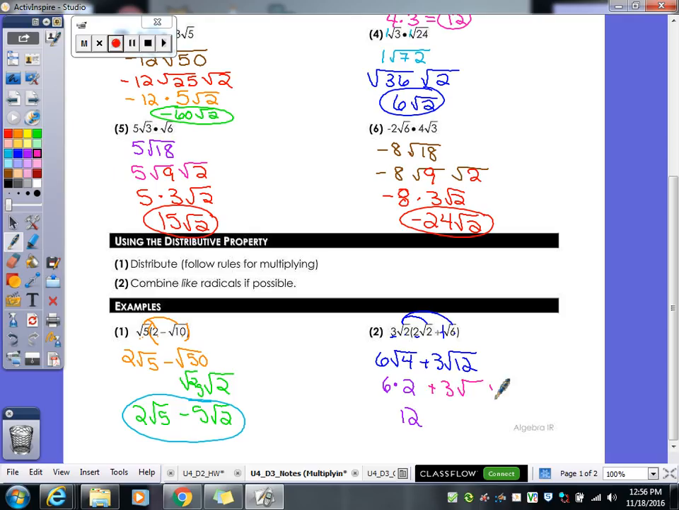Now for the other one, what's our perfect square that goes into 12? 4. 4 and 3. The 4 comes out of the radical as a 2. When I do it times the 3, we get 6 radical 3. So 12 plus 6 radical 3 will be our final answer there. So multiplication: multiply first, simplify after.